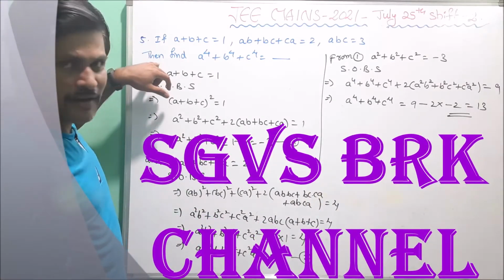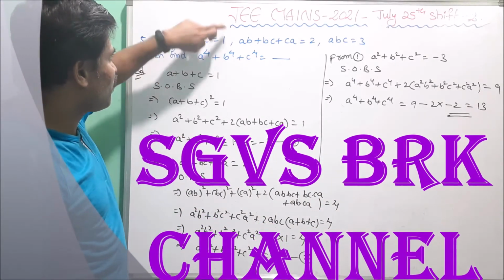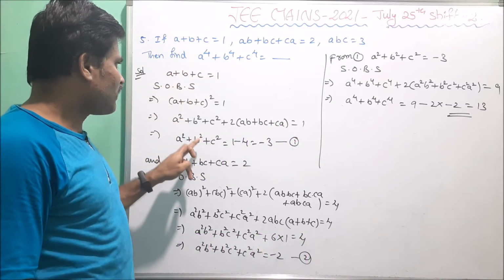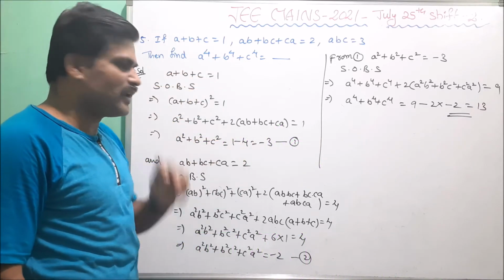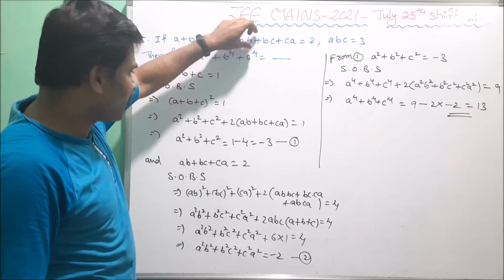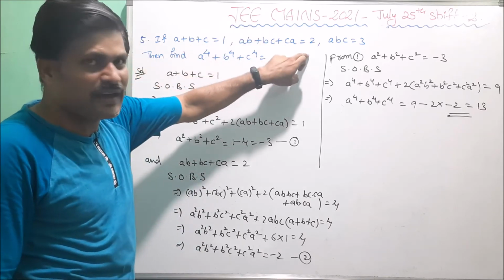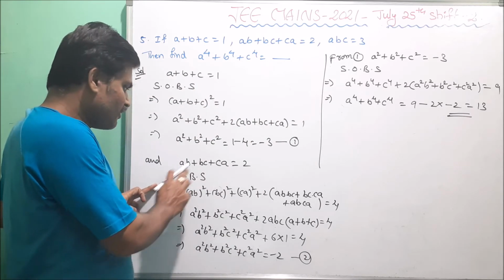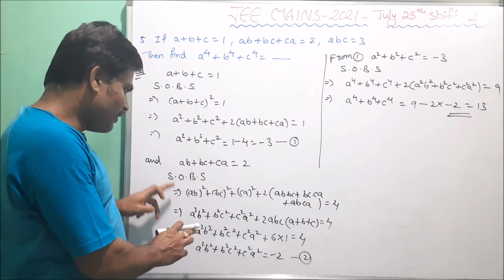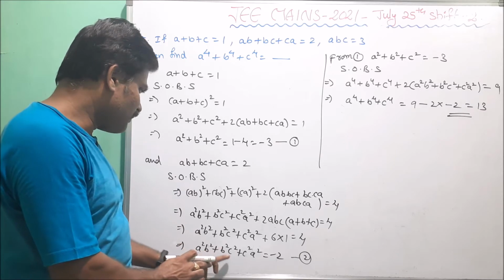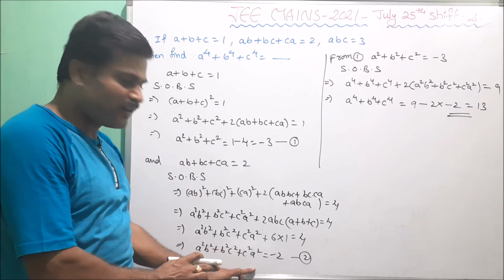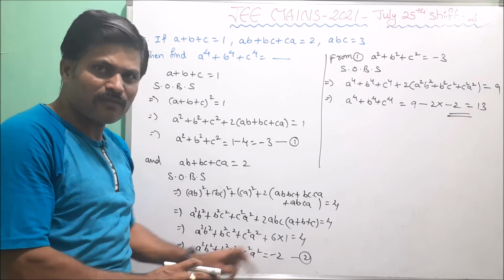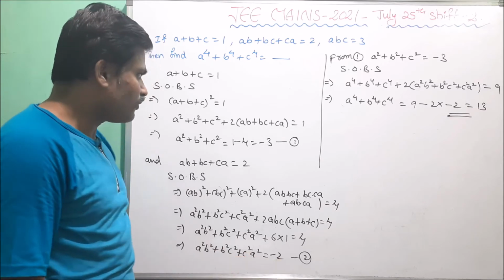So once again I will explain. So here we take the first condition and squaring on both sides. Then we get A square plus B square plus C square equals to minus 3. And we take the second condition AB plus BC plus CA equal to 2. And also here we take squaring on both sides and simplifying that. Then we write A square B square plus B square C square plus C square A square value is minus 2. Now this is equation 2.